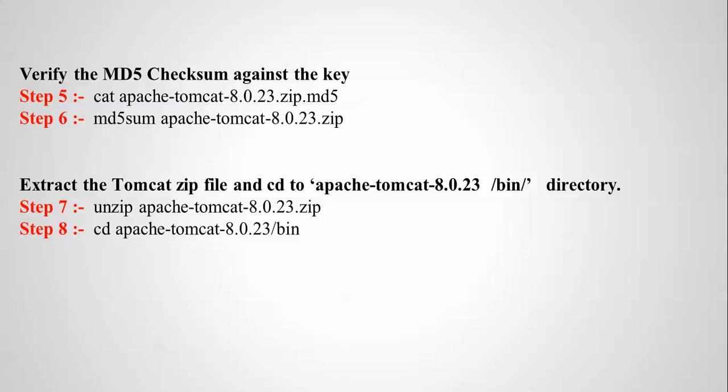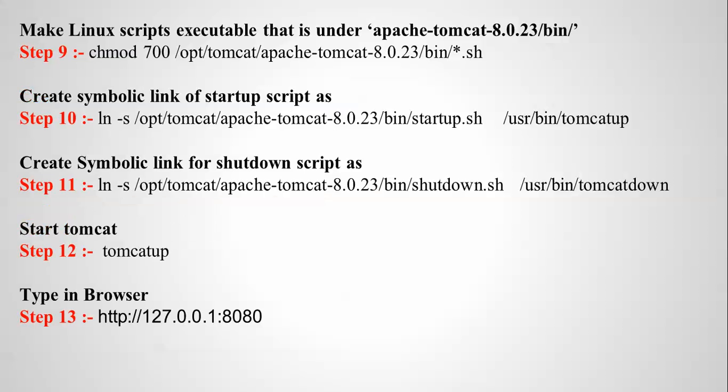Then a bin directory will come up. We need to make the scripts executable under Apache Tomcat. Step 9 is the procedure for that, giving permissions to the scripts. After that we are going to create a symbolic link for the startup script. Step 10 is for the startup script, where I am going to create the symbolic link, and step 11 is for the shutdown script.